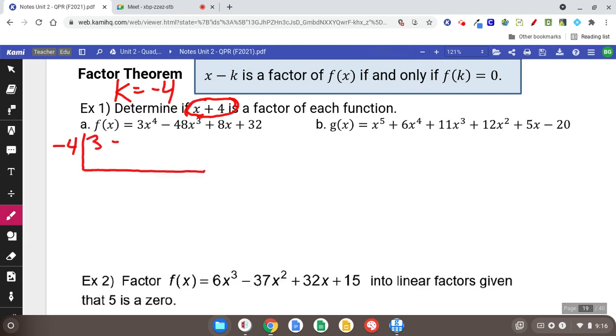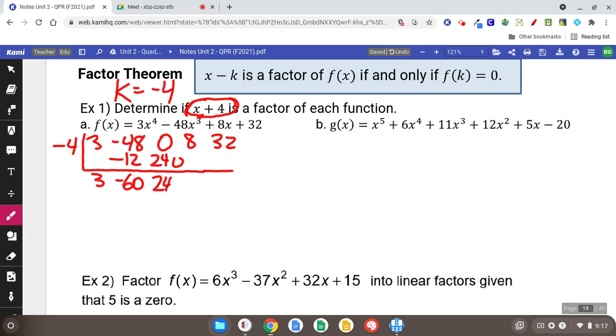3x to the fourth minus 48x to the third plus 0x squared plus 8x plus 32. So really, it's the same thing. Add down is 3, multiply diagonal is -12. Add down and you get -60. Multiply diagonal, you get 240. Sometimes when your numbers get so ugly and so big, you can get a feeling for what the answer is going to be before you get there. I feel like this is not going to work.